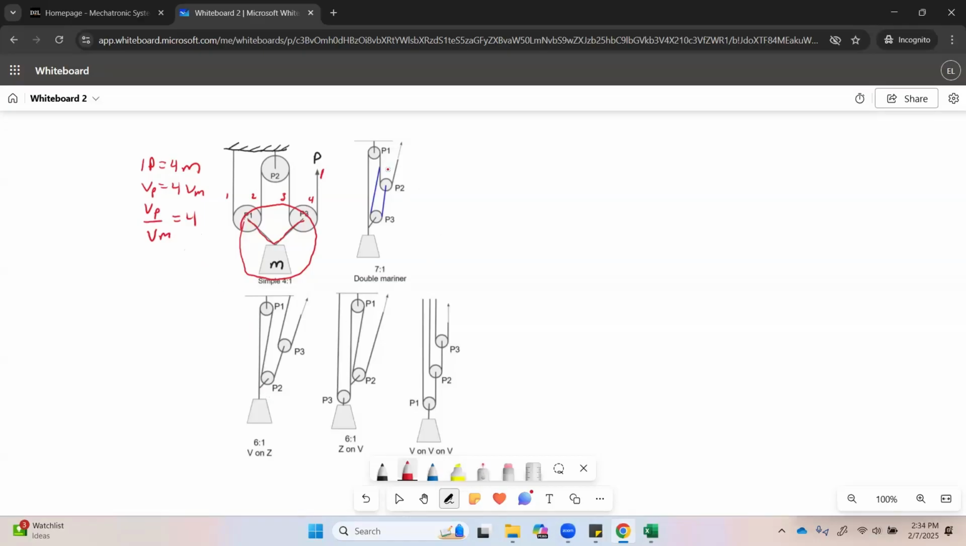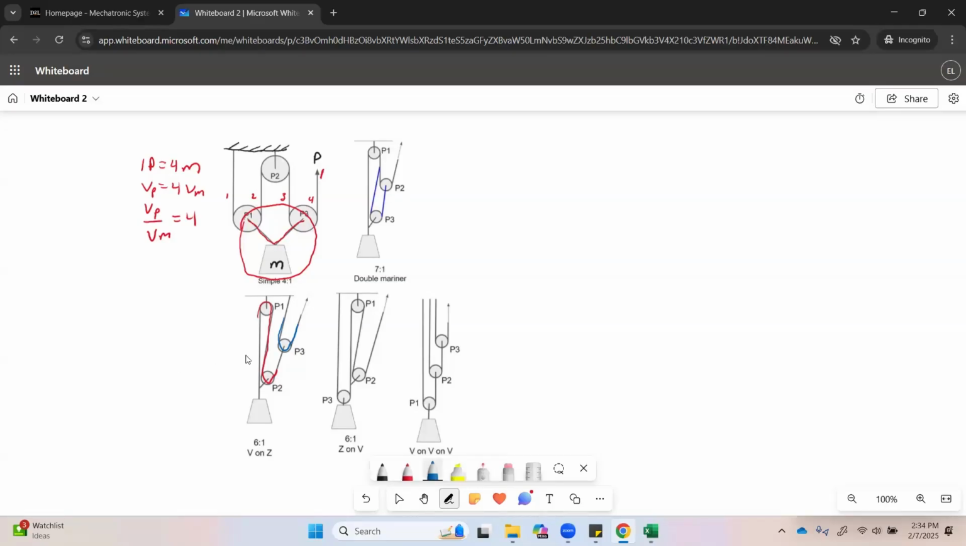Okay, so this next one here, they're calling the double mariner. Boy, that one looks awful. Let's do this other one, V on Z. This one is called a V on a Z because this rope right here is a Z, and then this rope here makes a V.